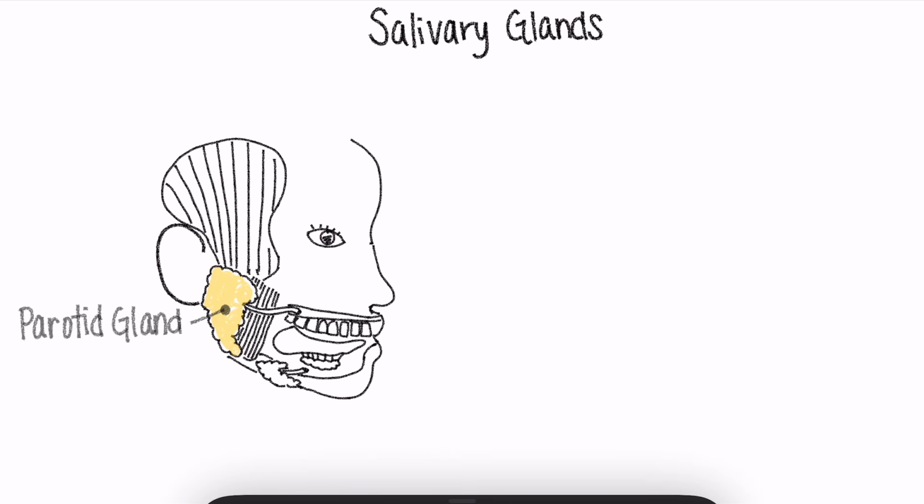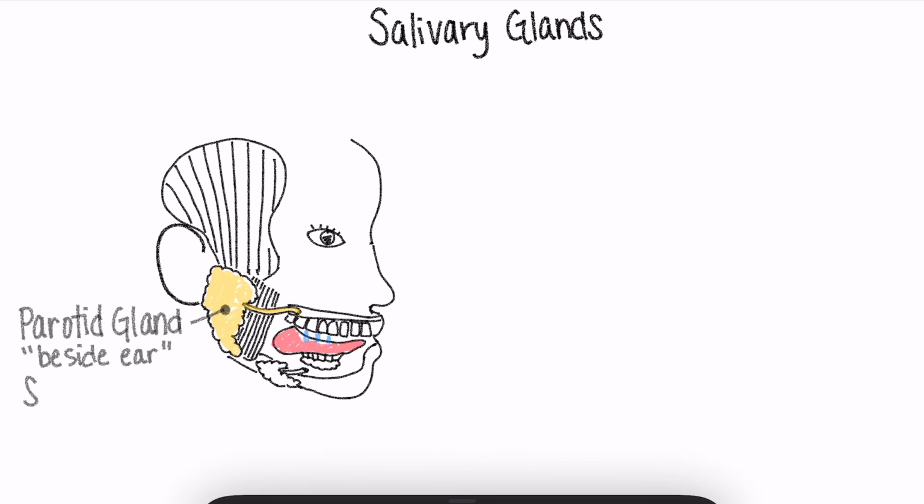Right here. And it has a duct that releases saliva into the top of your mouth, kind of back by your second molar. And so then that saliva will drip into your mouth and be mixed with saliva coming from the bottom of your mouth and moved around by your tongue, which is right here. This means beside the ear. That's where it gets its name.